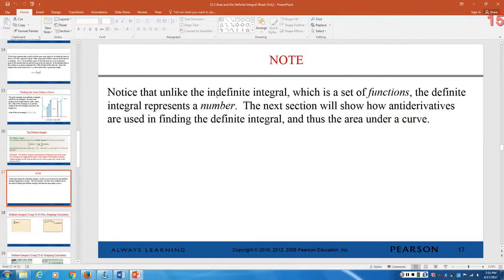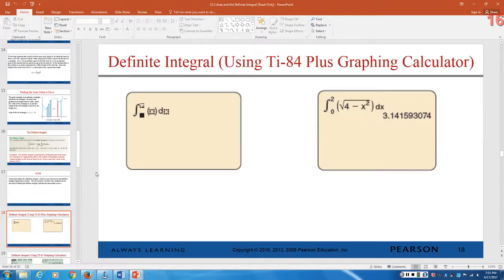And the only thing to keep in mind here is unlike the indefinite integral, which was sections 15.1 and 15.2, that's a set of functions, and they differ by a constant. The definite integral actually represents a number, an actual number that means something in the context of a problem. So we're going to find the definite integral now and equate that to area under the curve.